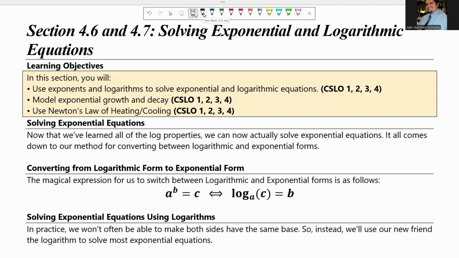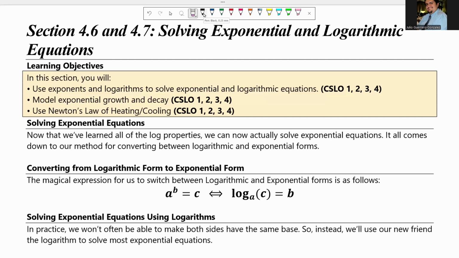Exponential and logarithmic equations. At this point we know what an exponential graph is, and we know what a logarithmic function is. Numerically, we know how to interchange the two, but what happens when we actually have equations and functions that we need to solve? That's what this section deals with. We're going to start solving logarithmic and exponential equations.